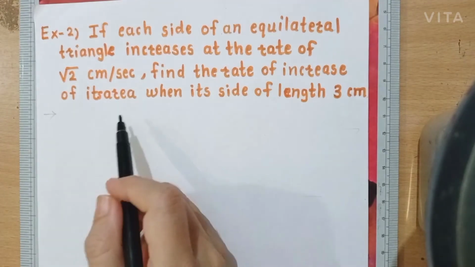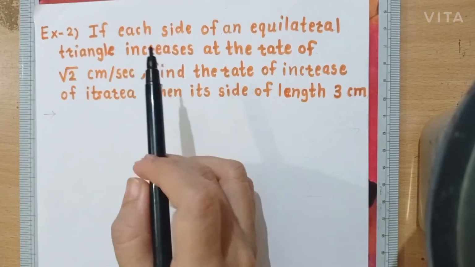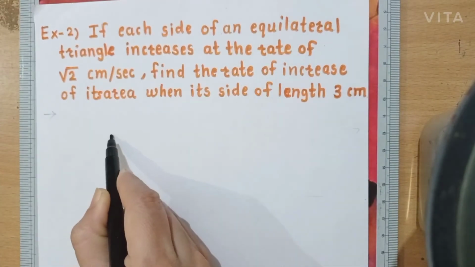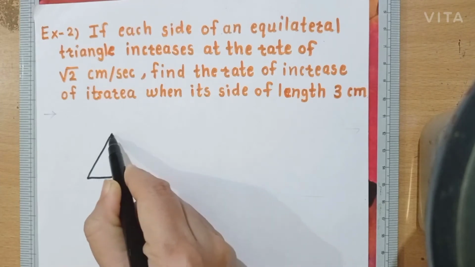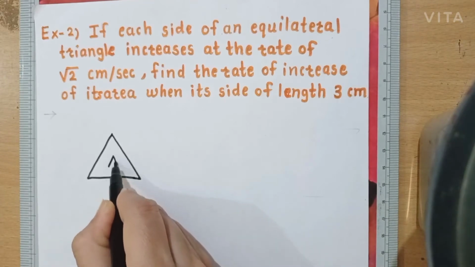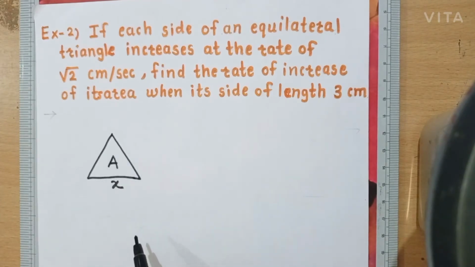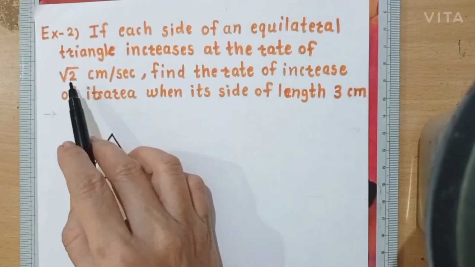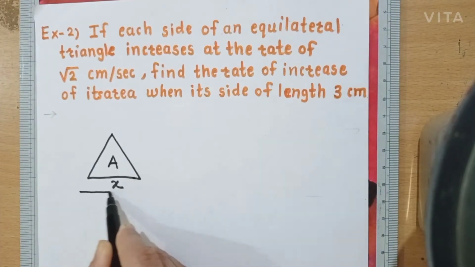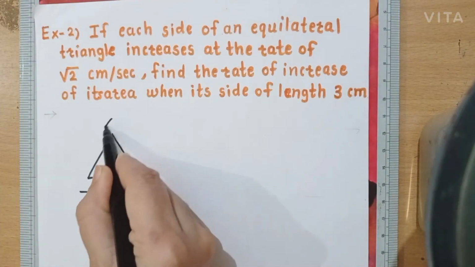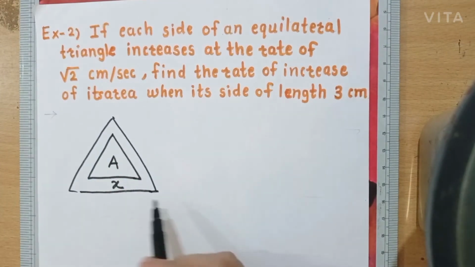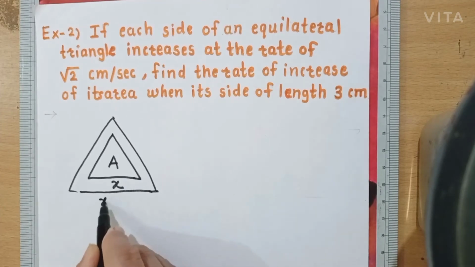Now let's solve second example, and here it is given that each side of an equilateral triangle increases. So first we will draw. This is an equilateral triangle and let its side be x and its area is given by A. Now side is increasing at the rate root 2 centimeter per second. That means after 1 second side will increase like this. So the area also will increase. And again after 1 second this side will increase by root 2.